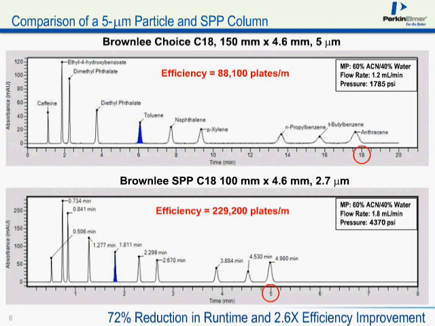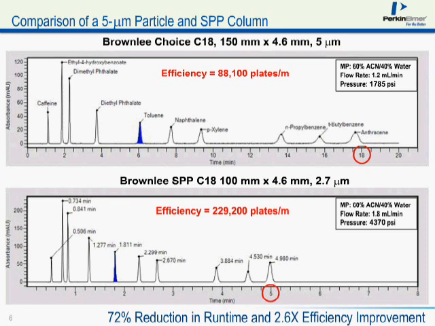And so this represents about a 72% reduction in runtime. And if you look at the efficiency in terms of plate count, you're getting about 230,000 plates per meter, which is about a 2.5 times improvement in efficiency compared to the 5 micron particle size column.